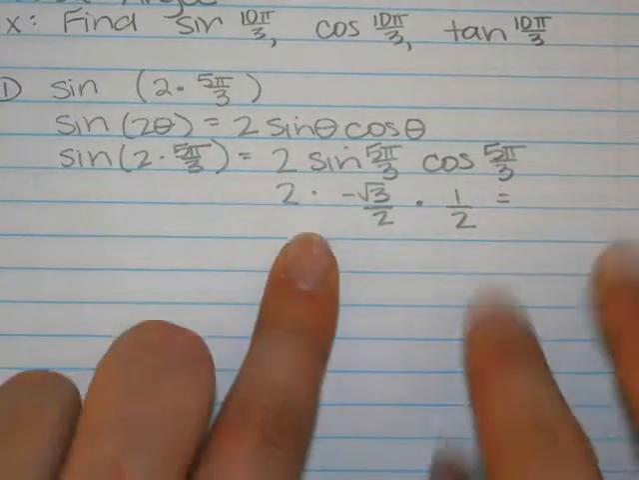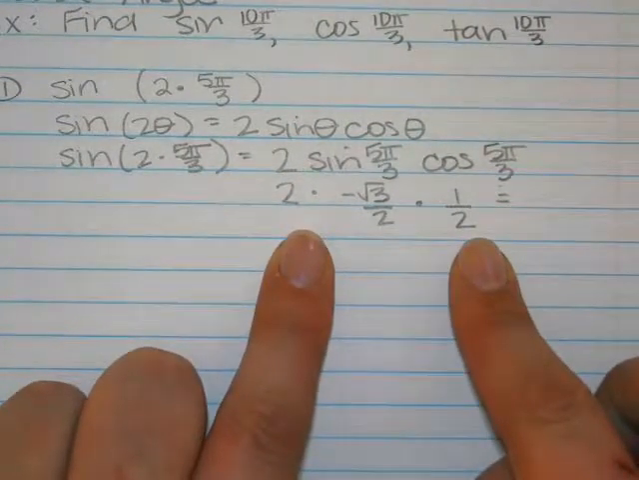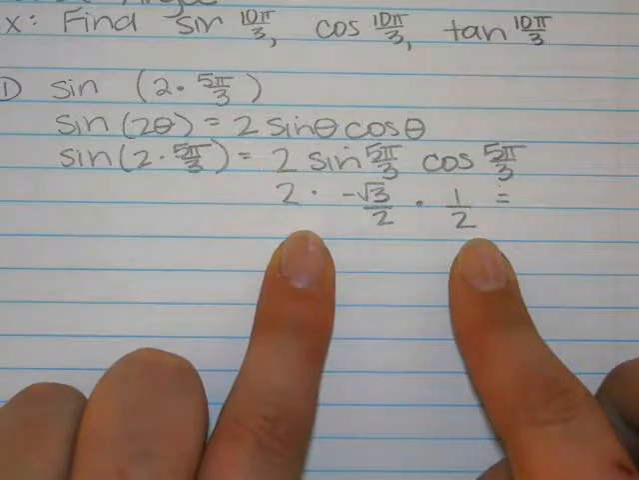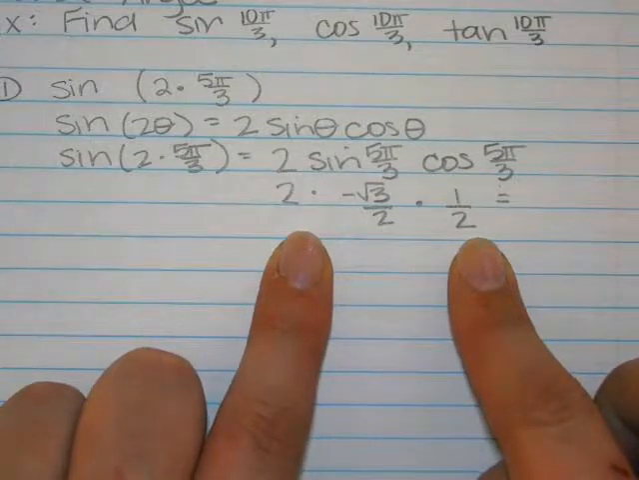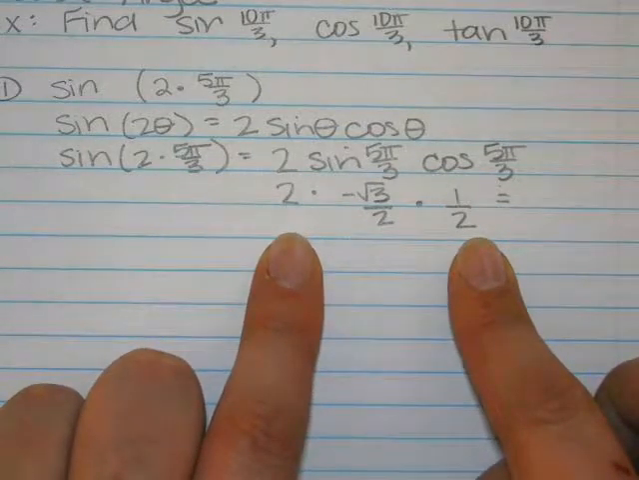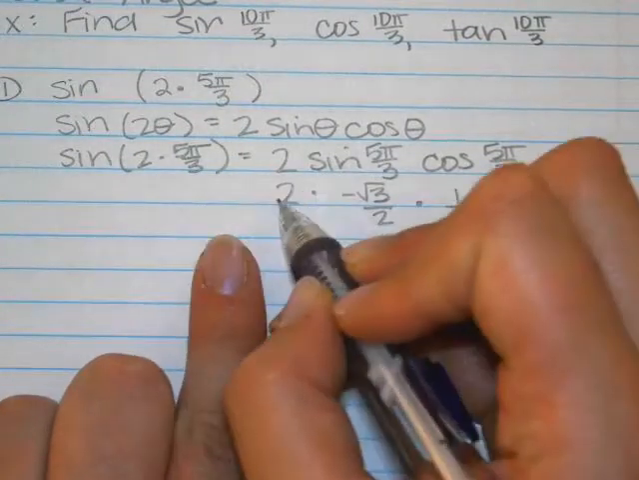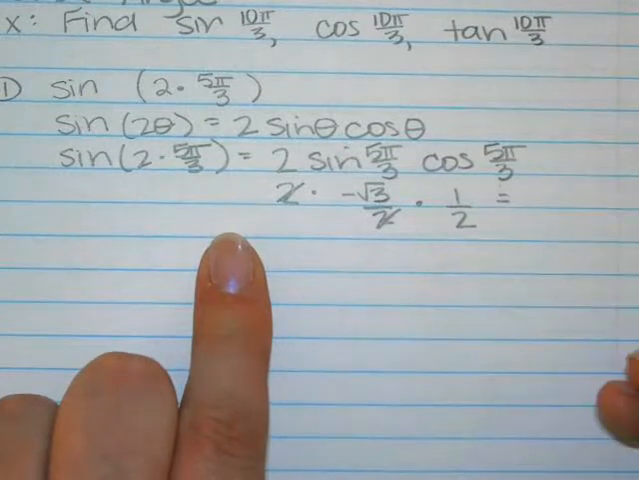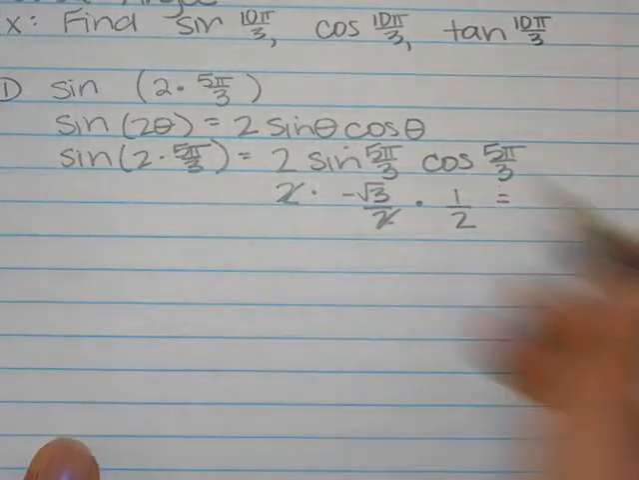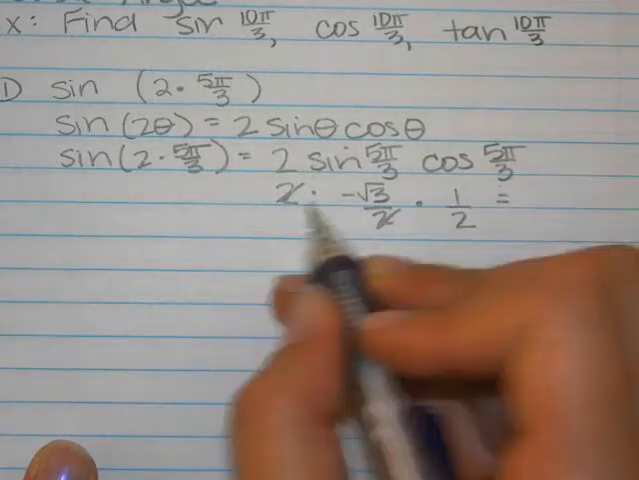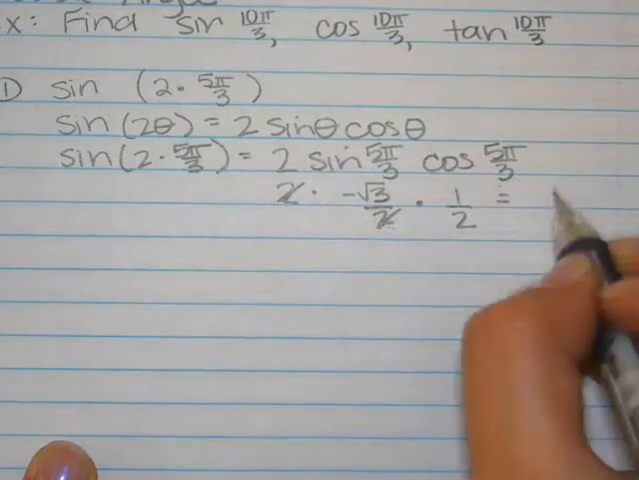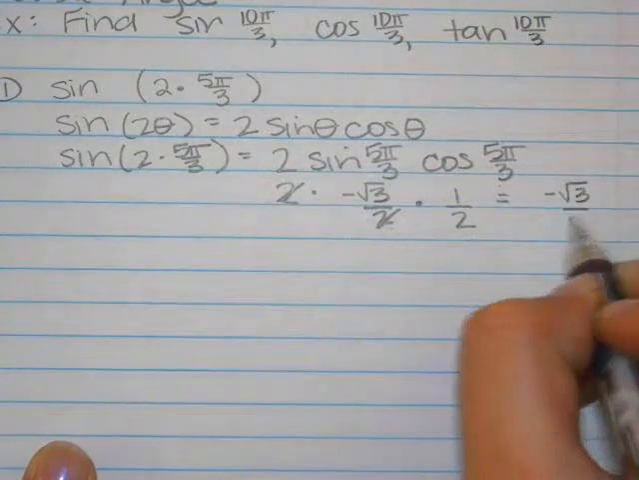All right, and then if we simplify this, we've got a 2 that can cancel, right? Multiply by 2, divide by 2, that can cancel. And then we're going to multiply straight across. So we've got negative root 3 over 2. And that is it.